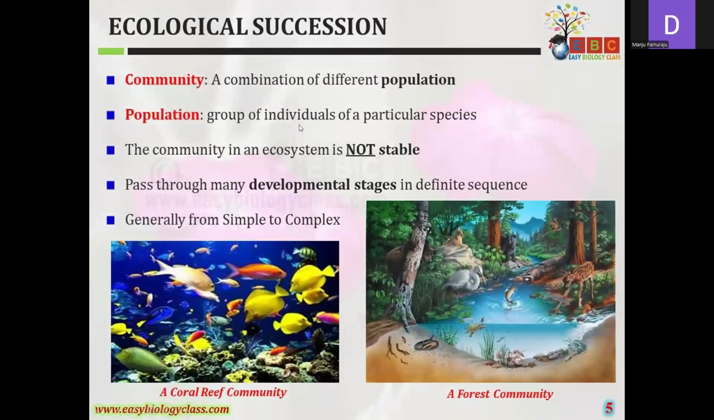Community means a combination of different populations. A group of different populations constitutes the community. Population means a group of individuals of a particular species, the same species. A group of the same individuals constitutes the population. The community in an ecosystem is not stable. It passes through many developmental stages in a definite sequence, generally from simple to complex. Examples are a coral reef community and a forest community. In these communities also, different types of living organisms are present.